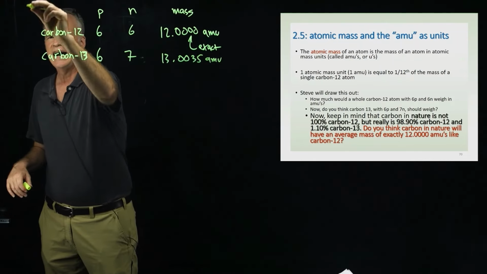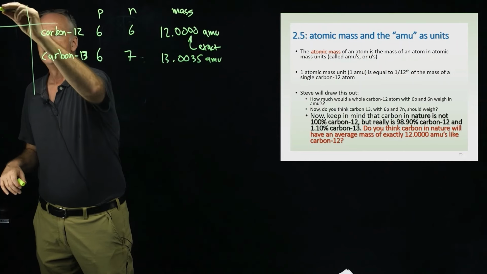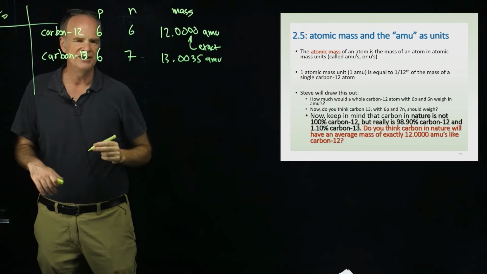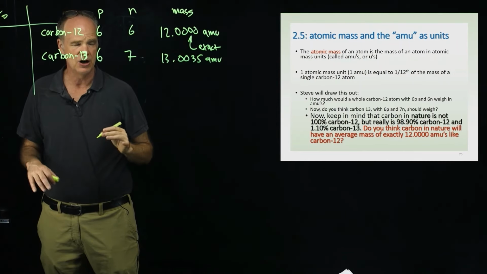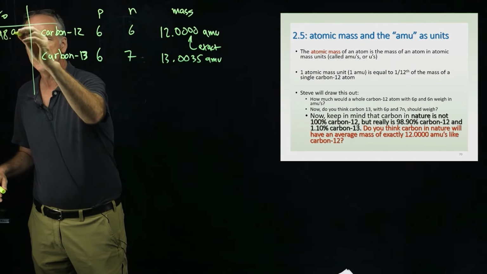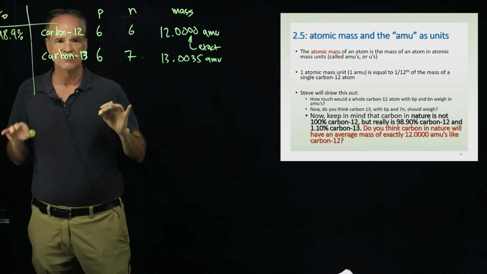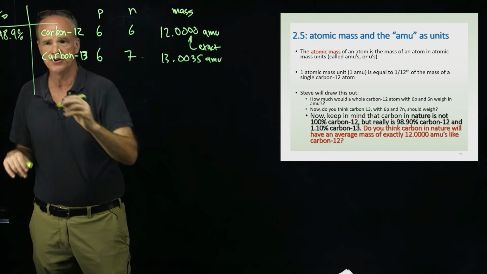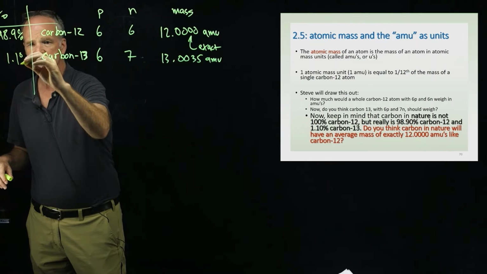Now here's a question for you to consider. In nature, the percent abundance of carbon-12 of all carbon atoms in nature is about 98.9%. Of carbon-13 atoms in nature is about 1.1%.